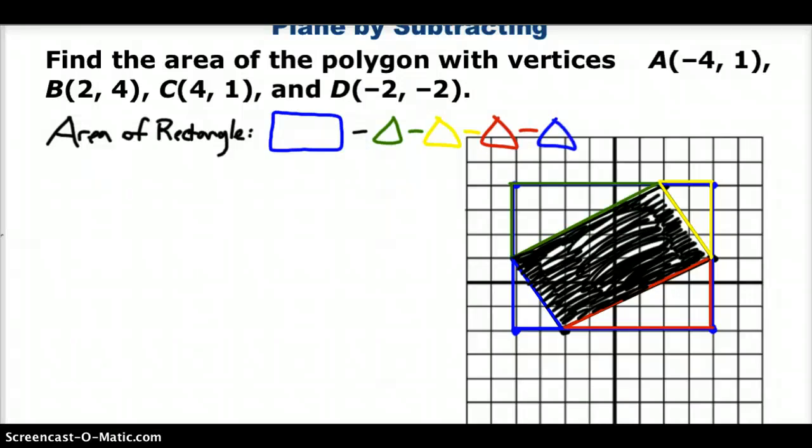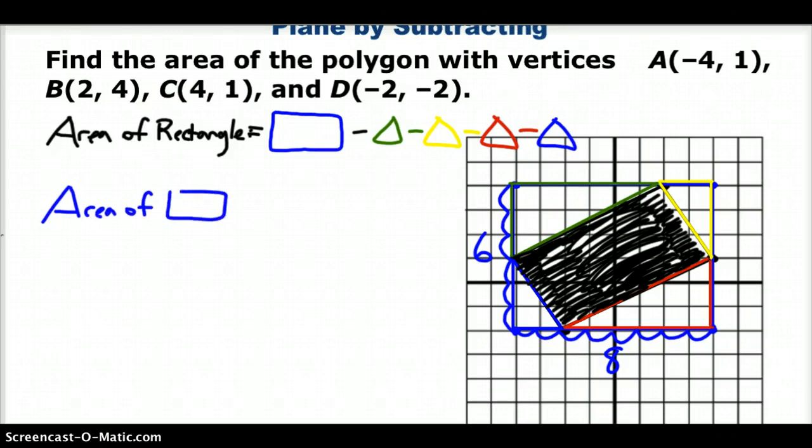I don't like this colon here. I'm going to make this an equal sign. That big blue rectangle that we made around this thing has a height of 1, 2, 3, 4, 5, 6. Let's label that 6, and we have a base of 1, 2, 3, 4, 5, 6, 7, 8. So the area of this big blue rectangle is going to be equal to 48 square units.